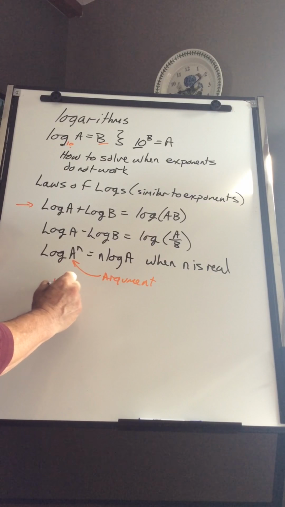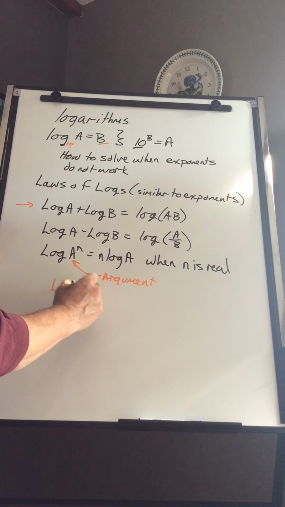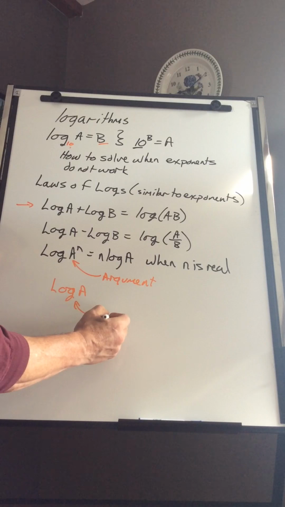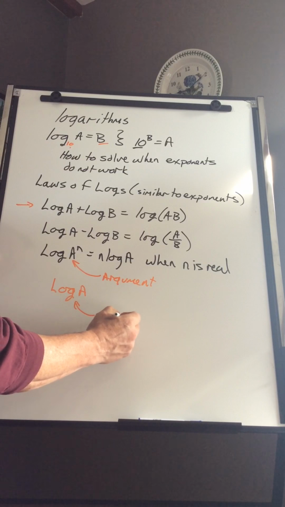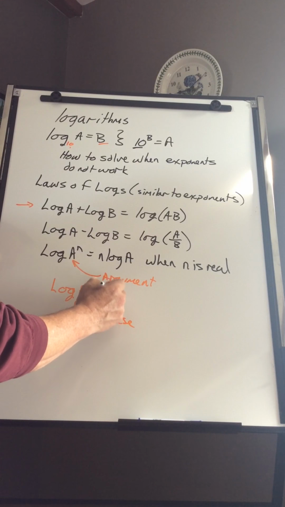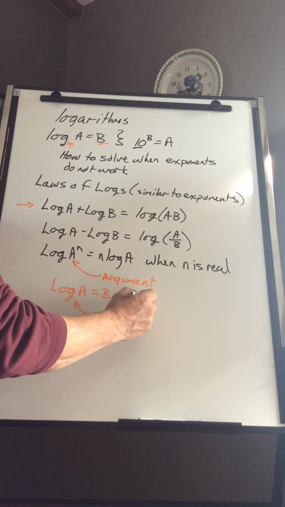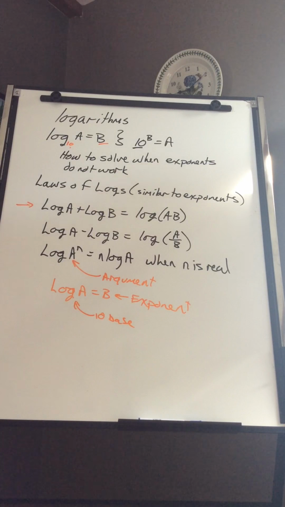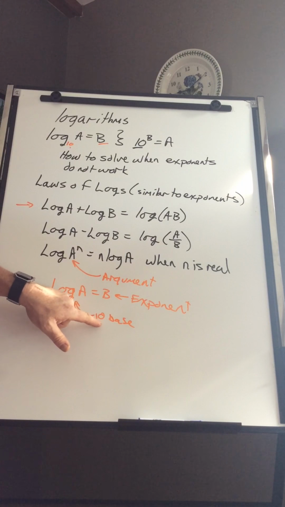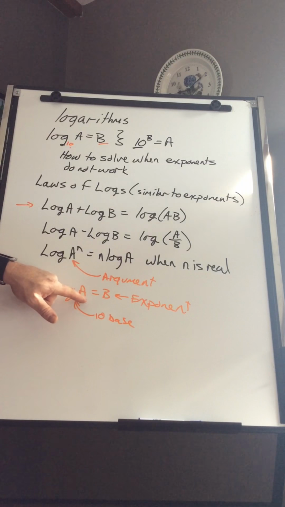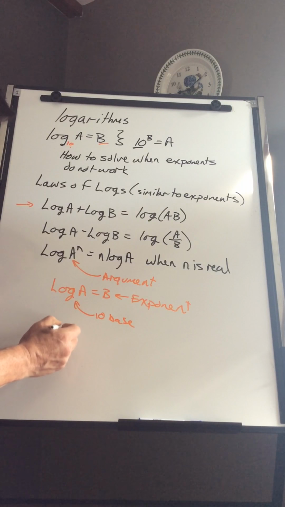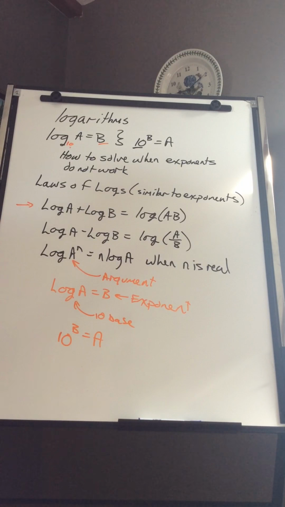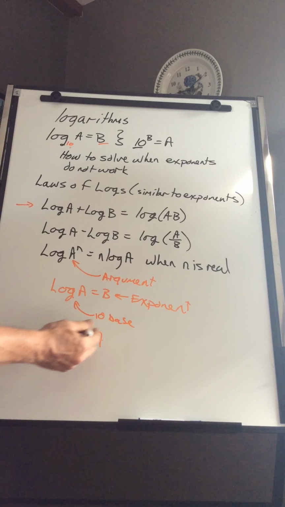So if I have log a, the little number here, that's a 10. We call that the base. And that's equal to b, which is my exponent. So I can look at it written this way, and it's going to ask a question: 10 to the power of what will give me a? So 10 to the power b equals a. I can solve for the exponent b if I know what a is.